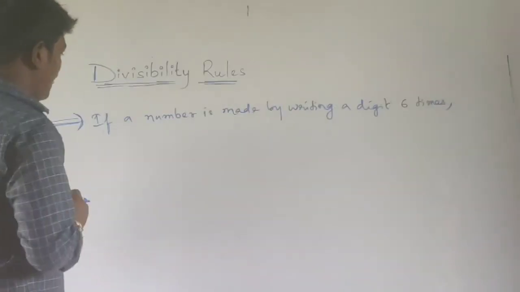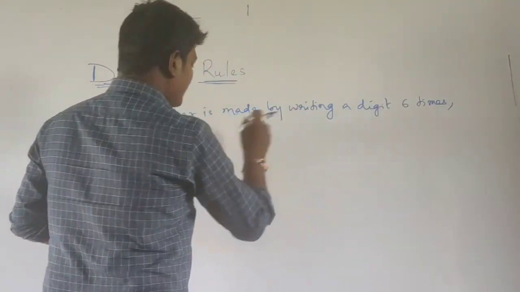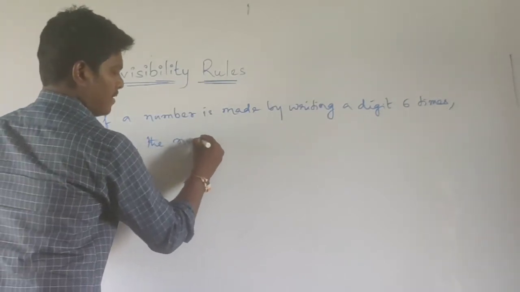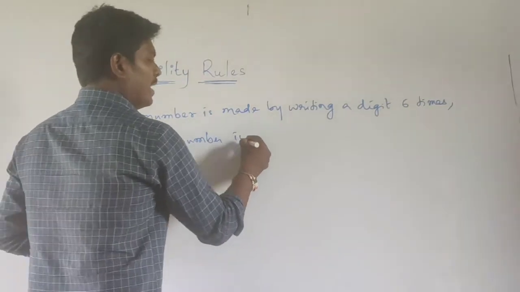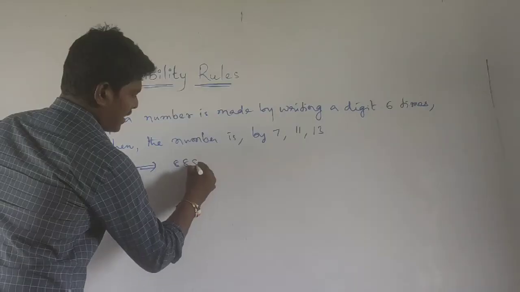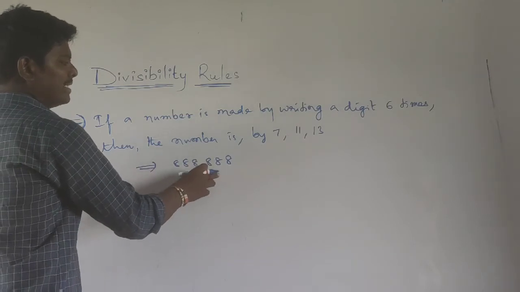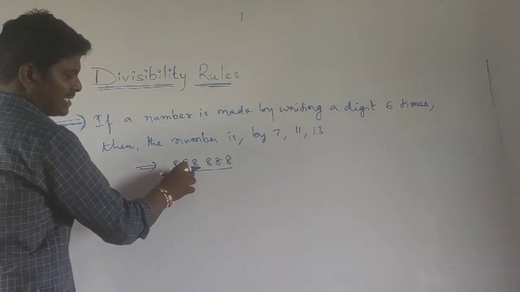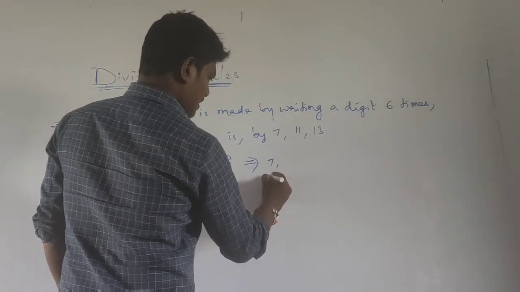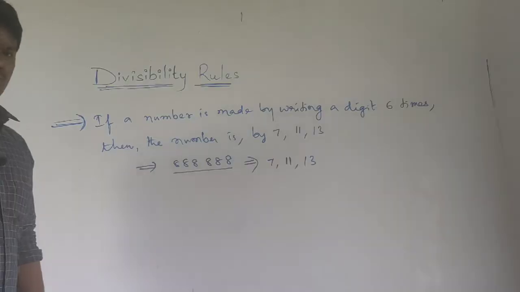Now we discuss some more divisibility rules. If a number is made by writing a digit 6 times, then the number is divisible by 7, 11 and 13. For example, 888888. This number is made by writing the digit 8 six times. So this number is divisible by 7, 11 and 13.